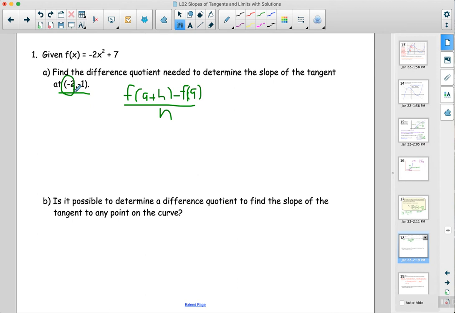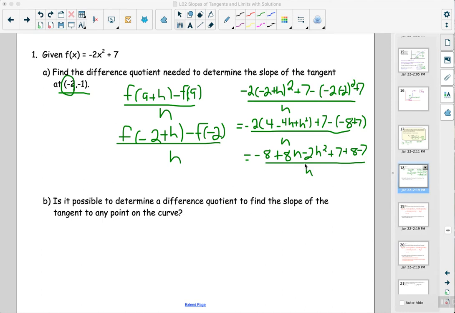You need to be able to plug, so we would be looking at f at -2 plus h minus f at -2 all divided by h, and you would plug that into here, plug that into there, and then you'd simplify. All right, so I just wanted to get a bit of a head start because I'm kind of slow writing on the trackpad here. So f at -2 plus h. I'm going to plug in -2 plus h in here, because we're interested in the slope of the tangent when x is -2.